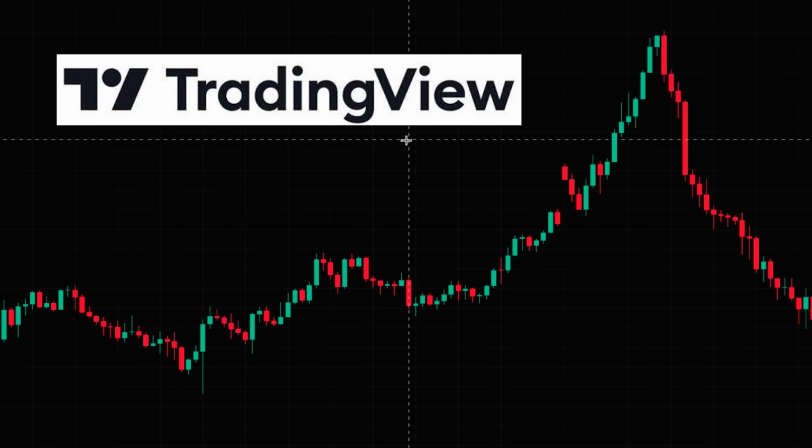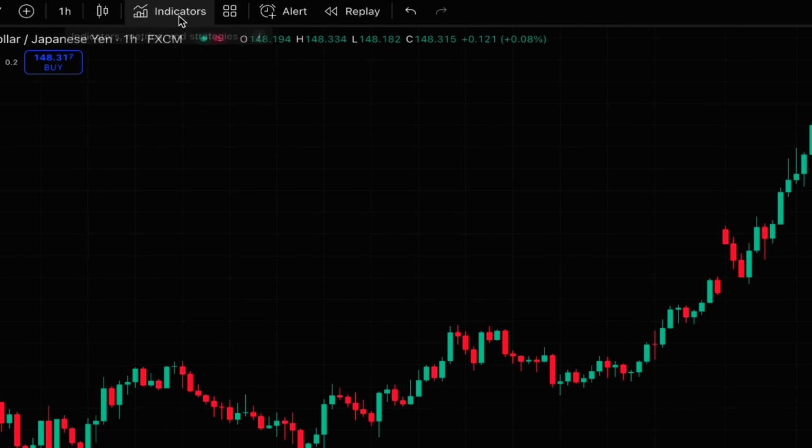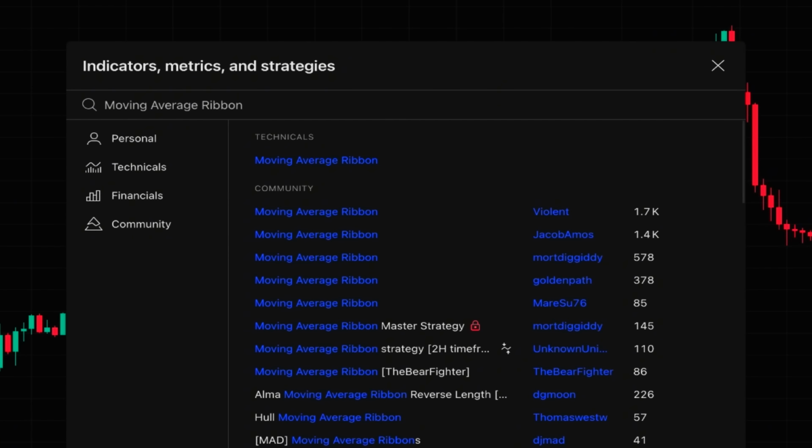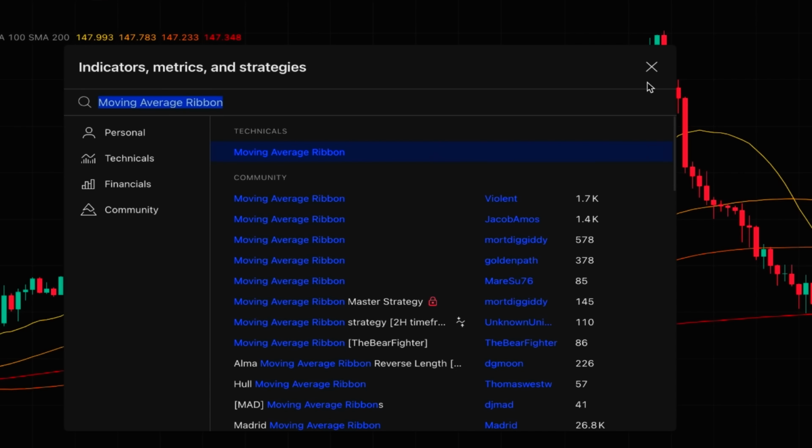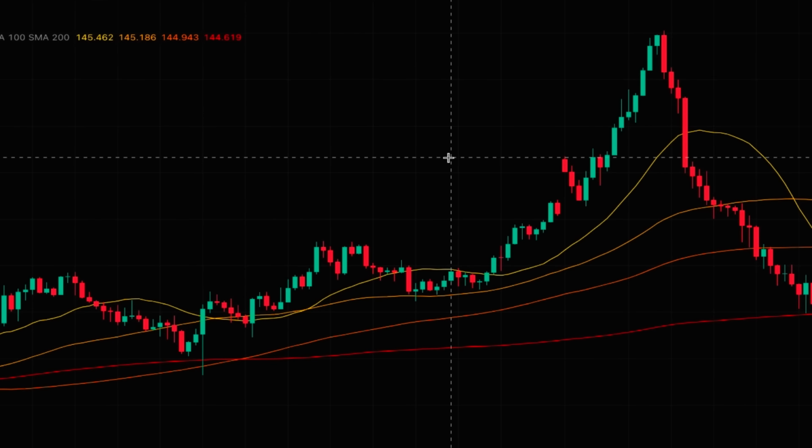On TradingView platform, here we click on indicators and we search moving average ribbon. We add this one, which is a built-in indicator on TradingView platform. The reason that we add this ribbon is that in the free version of TradingView, you can only add 2 indicators, but by the help of this ribbon, we can have 3 or more moving averages on our chart.